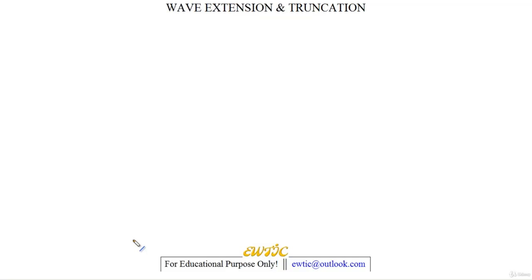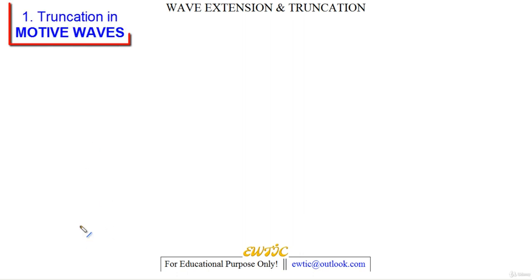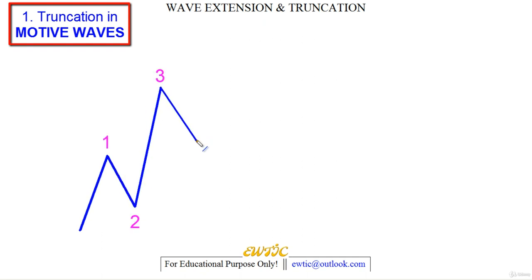By truncation, we mean a failure to reach the extreme point of previous wave, right? For example, in an impulse wave, wave 1, 2, 3, 4, 5, sometimes this fifth wave fails to reach the extreme point of wave 3 or even to reach beyond the extreme point of wave 3. This is a very rare case. I am telling you, the truncation is not a common pattern. It is a very rare pattern.